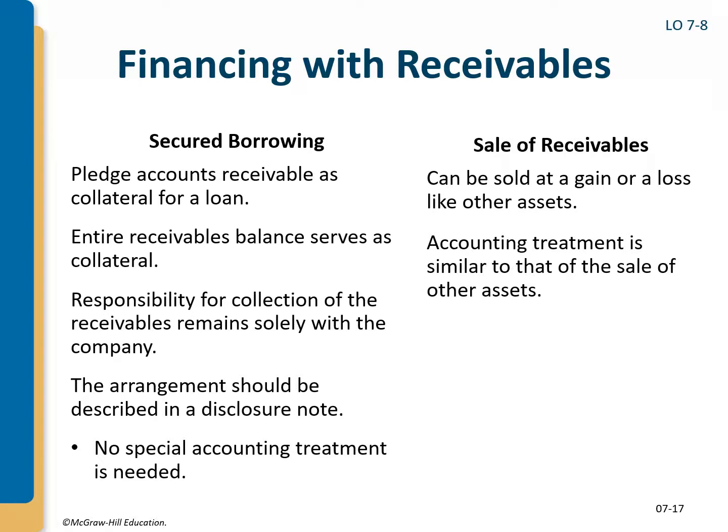The other type of financing is actually selling the receivables. So now you're no longer owning the receivables and they're an asset to somebody else. They can be sold at a gain or a loss, and the accounting treatment for them is similar to the sale of any other type of asset. Why do companies do this? They need the money. Right now it's a receivable. If they need that money quicker than they could wait those 30 days, they have these options.